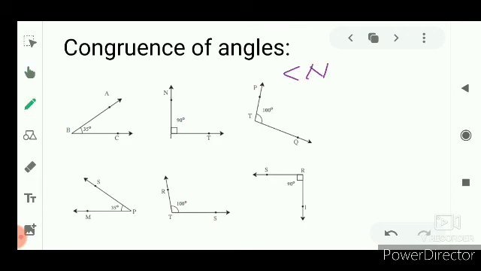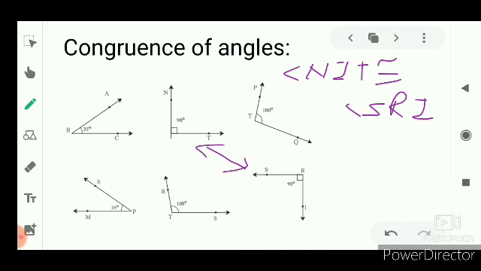Angle NIT is congruent to angle SRI. Right. Here angle ABC is 35 degrees and angle SPM is also 35 degrees. It means that angle ABC is congruent to angle SPM. Okay. Also here PTQ is 100 degrees and RTS is 100 degrees. It means that angle PTQ is congruent to angle RTS.